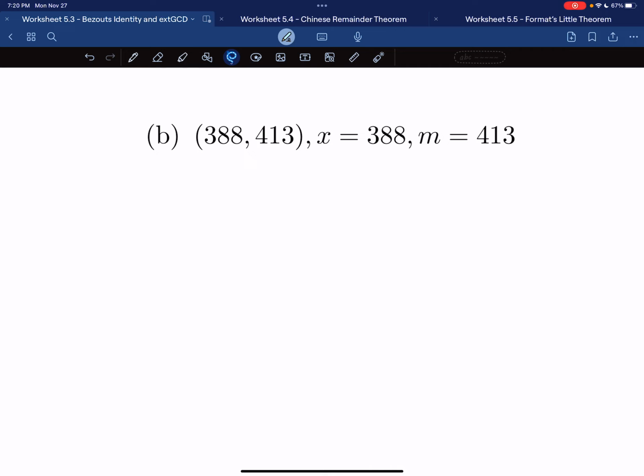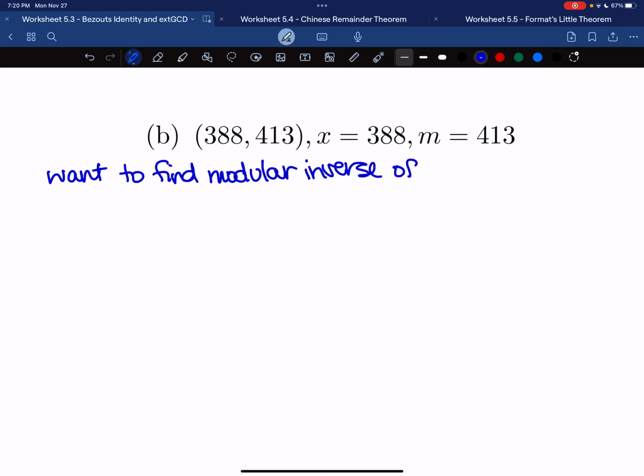And so we want to find the modular inverse of 388 mod 413. Okay, so that's our big goal. So we're going to start that by, again, first finding the GCD and then working backwards.